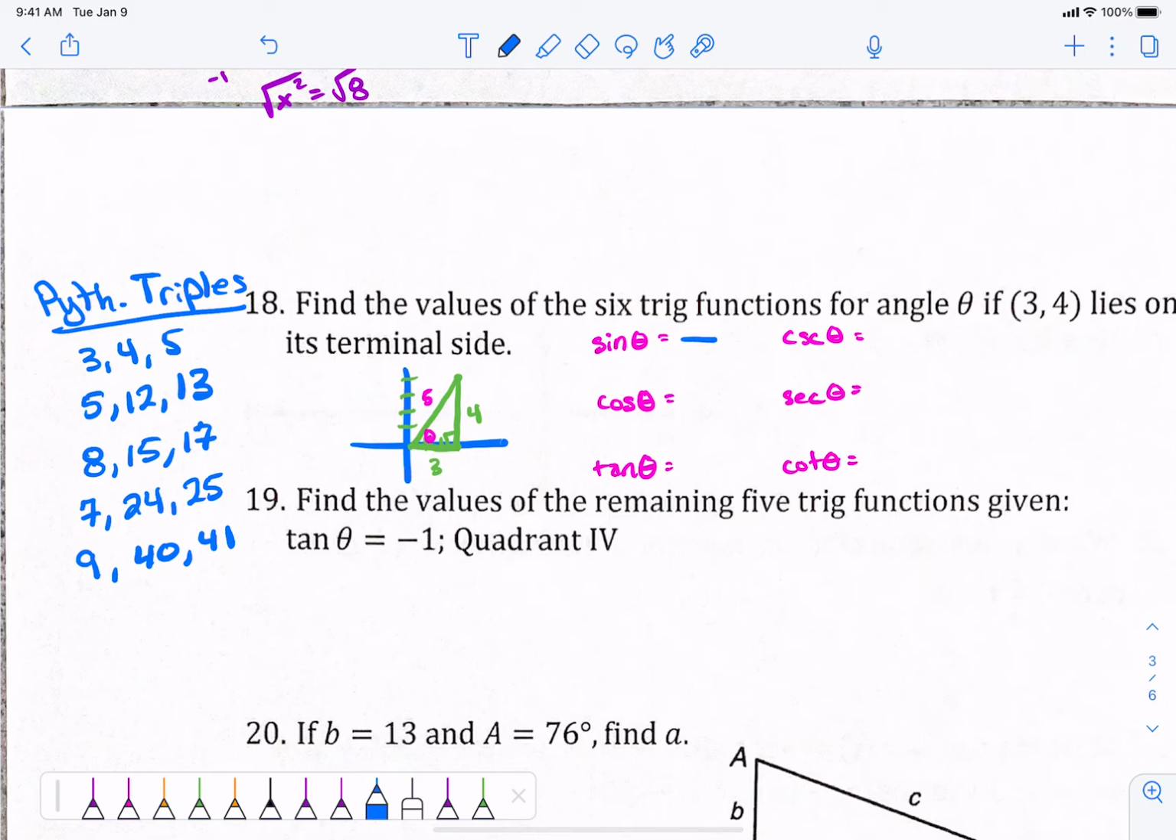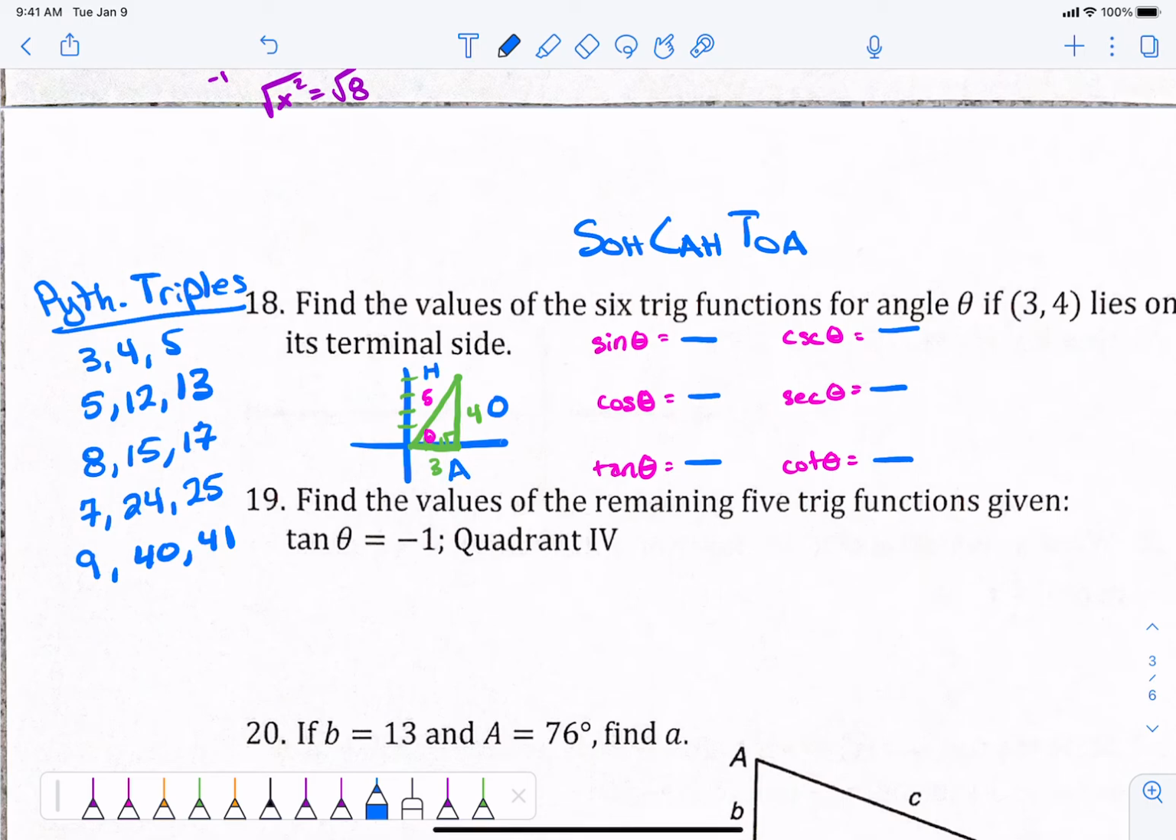So let's do sine, cosine, tangent, cosecant, secant, cotangent, okay? If you need to write out SOHCAHTOA, do it. Sine is opposite over hypotenuse. Or should we label the triangle? Which side is opposite? 4. Hypotenuse is 5, adjacent is 3.